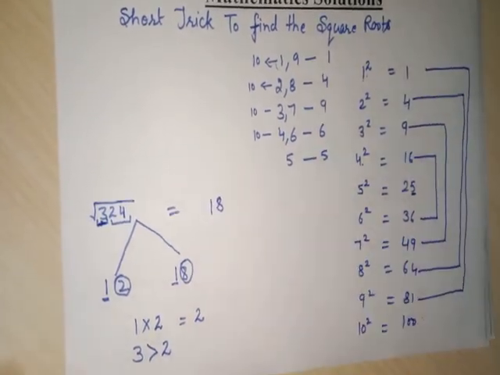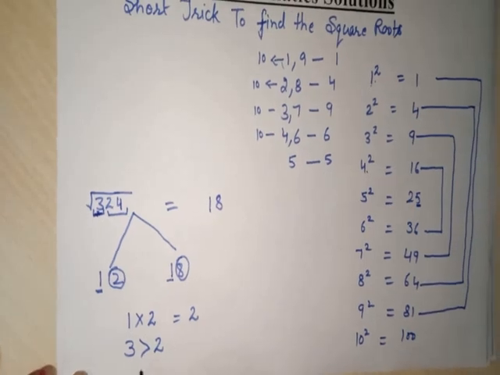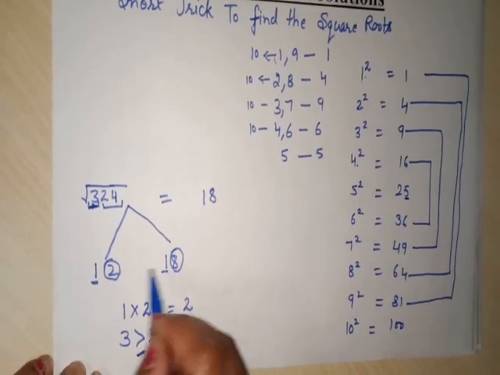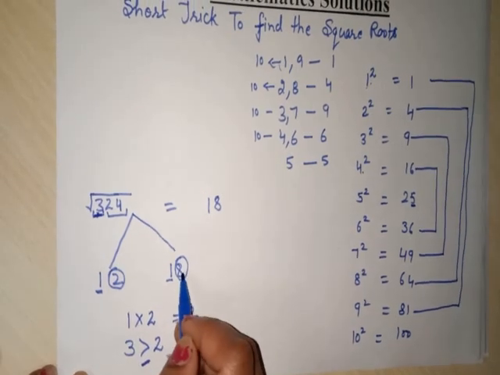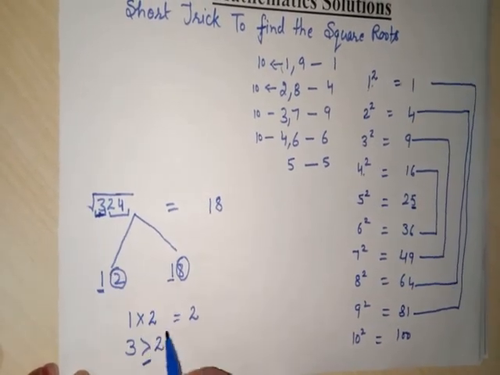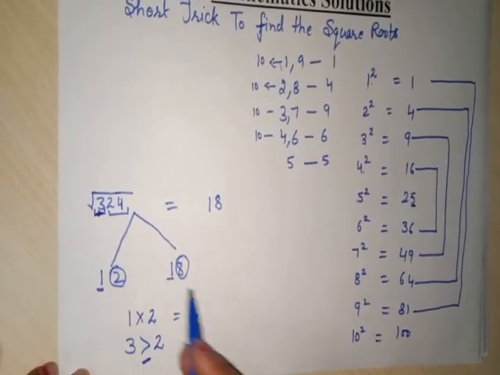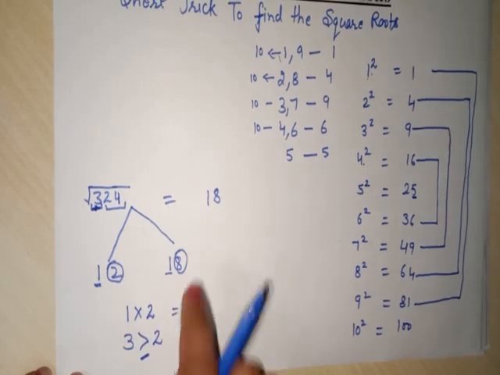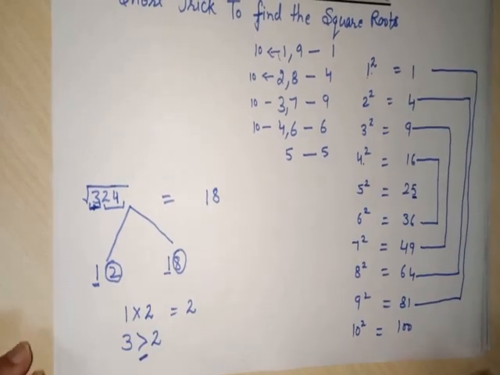If it is greater than or equal to the product, then you will take the larger number out of these two. And if the product is smaller than this number, then you will take the smaller number out of these two unit digit numbers.